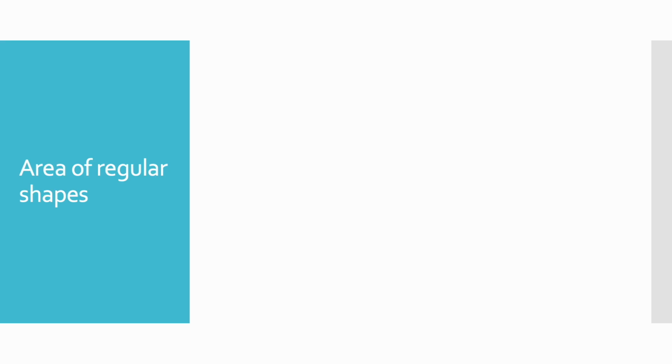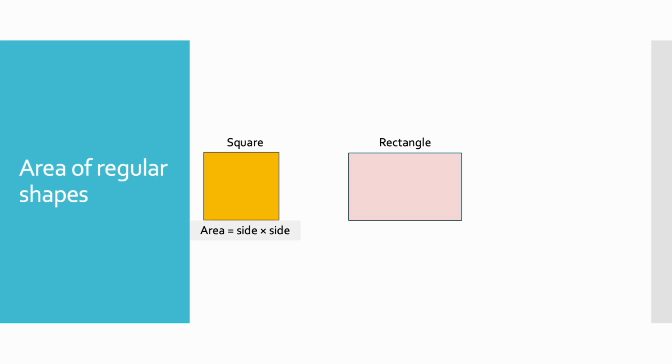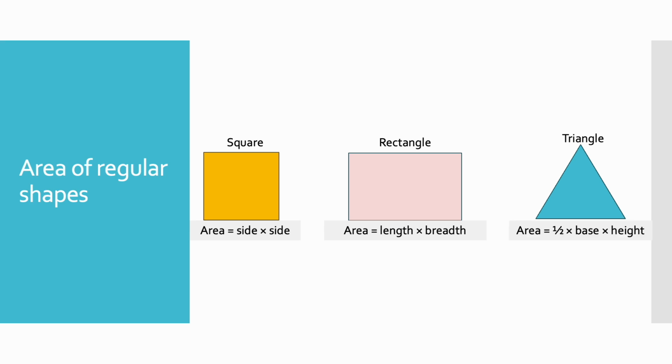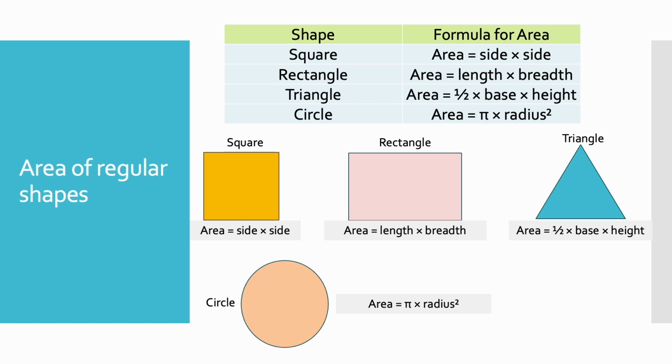Let's learn how to find the area of regular shapes. These are shapes with fixed sides and known formula. For a square, area is side multiplied by side. For a rectangle, area is length multiplied by breadth. For a triangle, we use half multiplied by base multiplied by height. And for a circle, the area is pi r squared. Pi multiplied by square of the radius. So these formulas help us quickly calculate area when we know the dimensions.